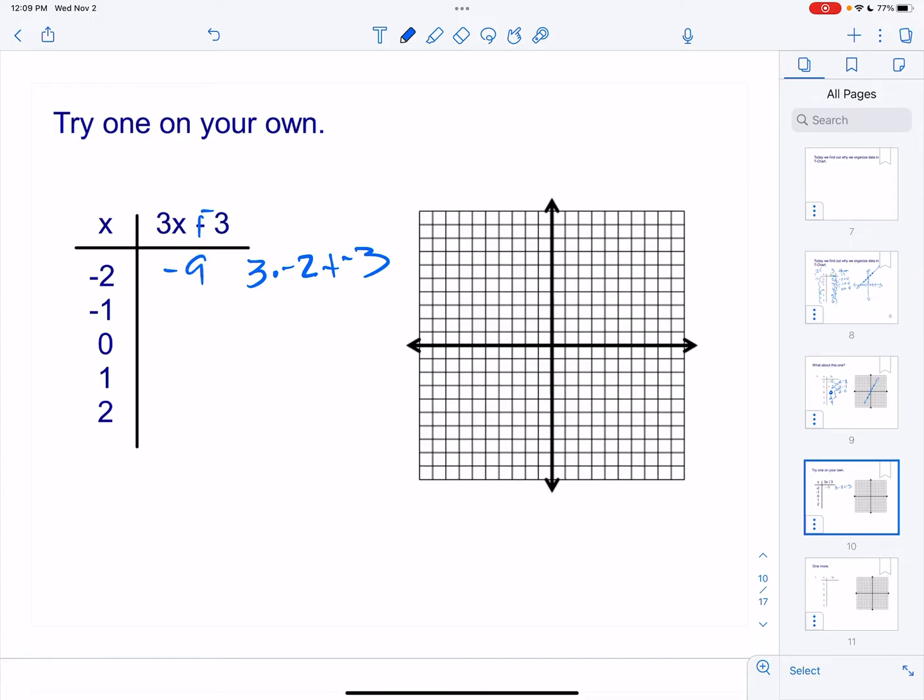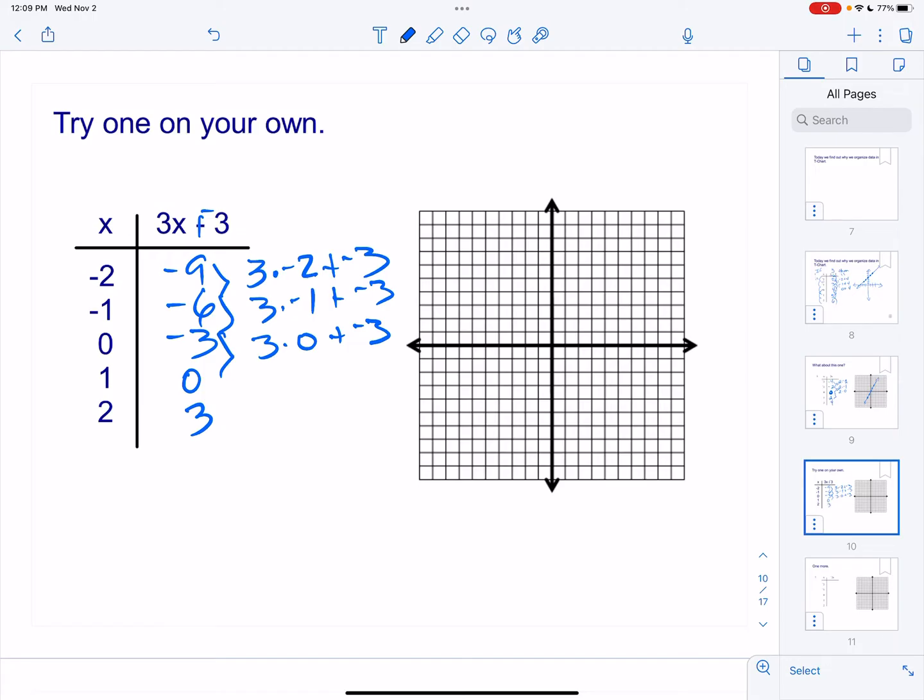So then I move on to the next x value. 3 times -1 plus -3. So 3 times -1 gives me -3, plus -3 gives me -6. And then the last one to show work, 3 times 0 plus -3. Well, 3 times 0 is 0, plus -3 gives me -3. So what am I actually doing pattern-wise right here? I'm increasing by 3. So if I increase by 3 one more time, I'm going to get 0 and 3.